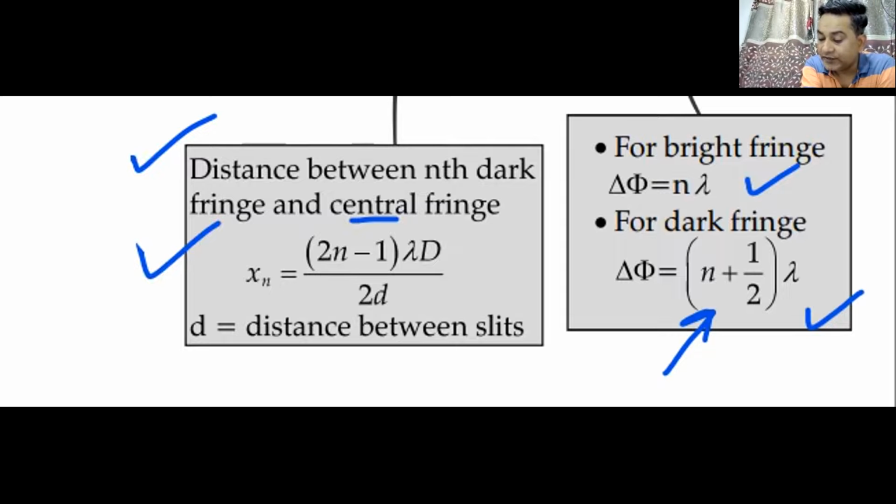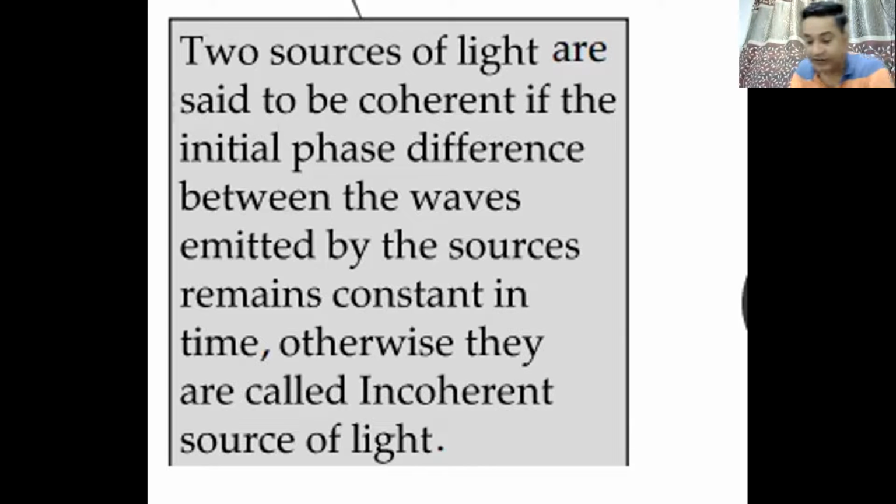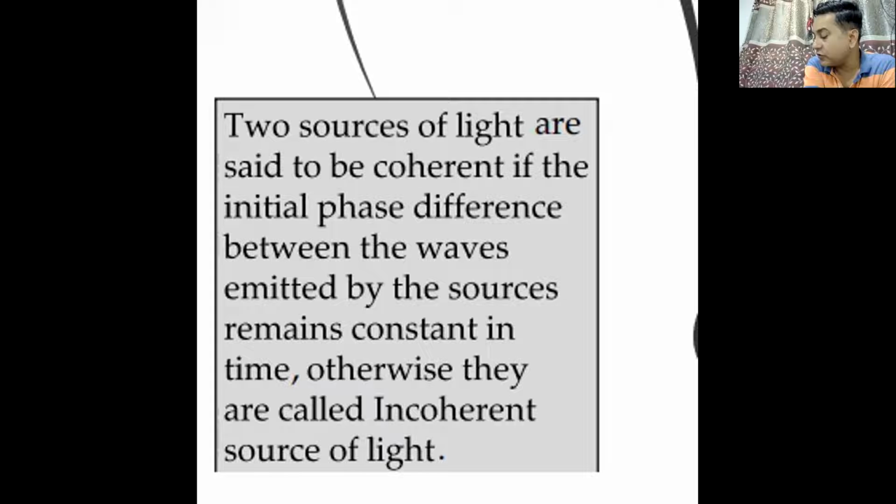We have also seen that for interference to happen, the two sources must be coherent. And for coherent sources, they must have a constant phase difference between them. Okay, that was coherent sources.